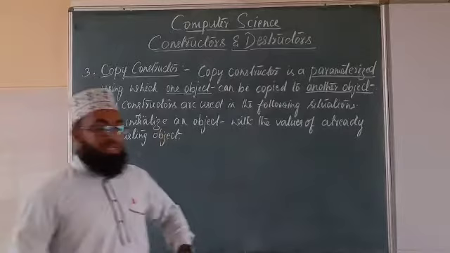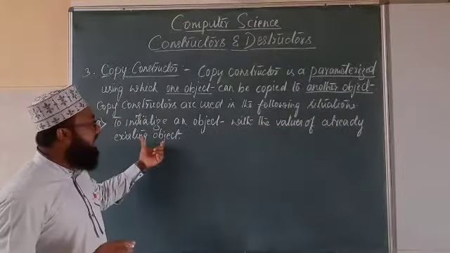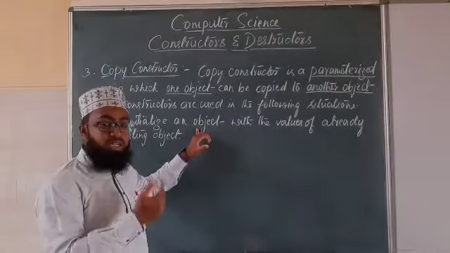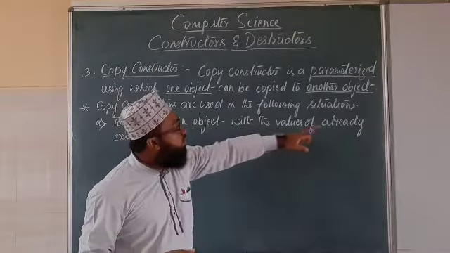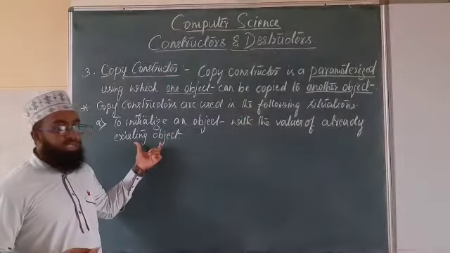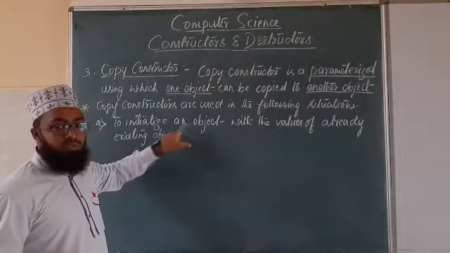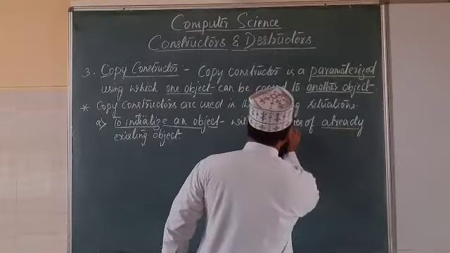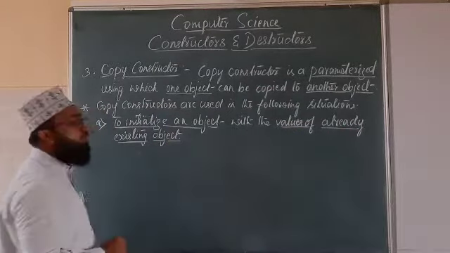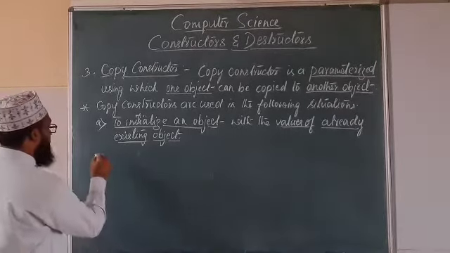If you see here, one object can be copied to another object. This means the same thing here. To initialize an object, to create a new object, the object can be created with the values of an already existing object. It means one object is already present, and the values of this object are copied to the new object for initialization. This is the first situation where a copy constructor is used. Come, we shall see the second point.